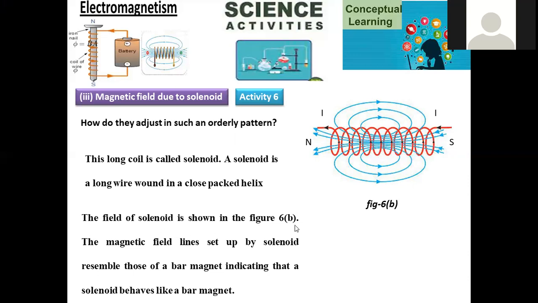The field of a solenoid is shown in figure 6b. This is clearly mentioned in 6b. The magnetic field lines set up by the solenoid resemble those of a bar magnet, indicating that the solenoid behaves like a bar magnet. Even though it is not a magnet, the copper wire, being a metal, generates some hypothetical lines around it whenever current passes through it. They are regarded as magnetic field lines. These are curves at distinctive distances. These are said to be magnetic field lines.